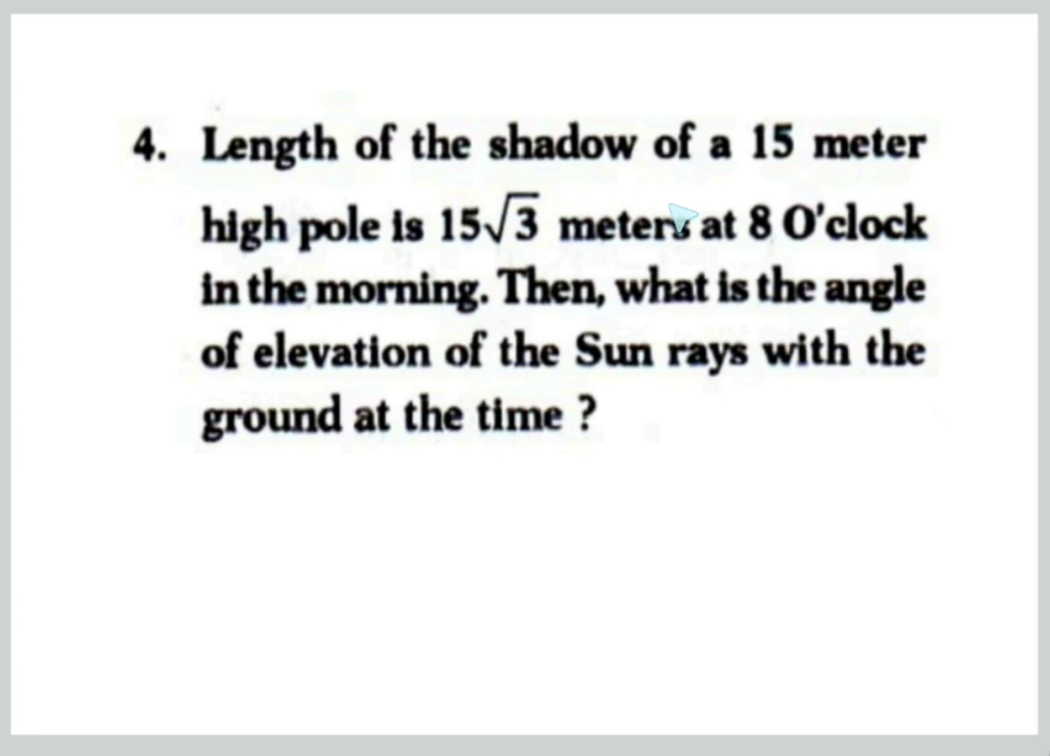Fourth question. Length of the shadow of a 15 meter high pole is 15√3 meters at 8 o'clock in the morning. Then what is the angle of elevation of the sun ray with the ground at that time?